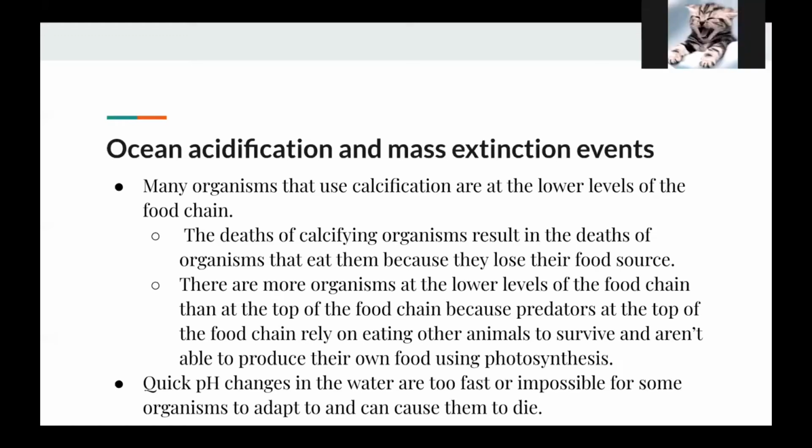And then also, in addition to this, quick pH changes in the water can be too fast or make it impossible for some organisms to adapt to, and it can cause those organisms to die. So if the pH in the ocean drops from 8 to 3, the fish that lived at an 8 pH might be used to maybe a 7 pH or a 9 pH, but when it dropped down to 3, it was too harsh for them to live and they just died instead.